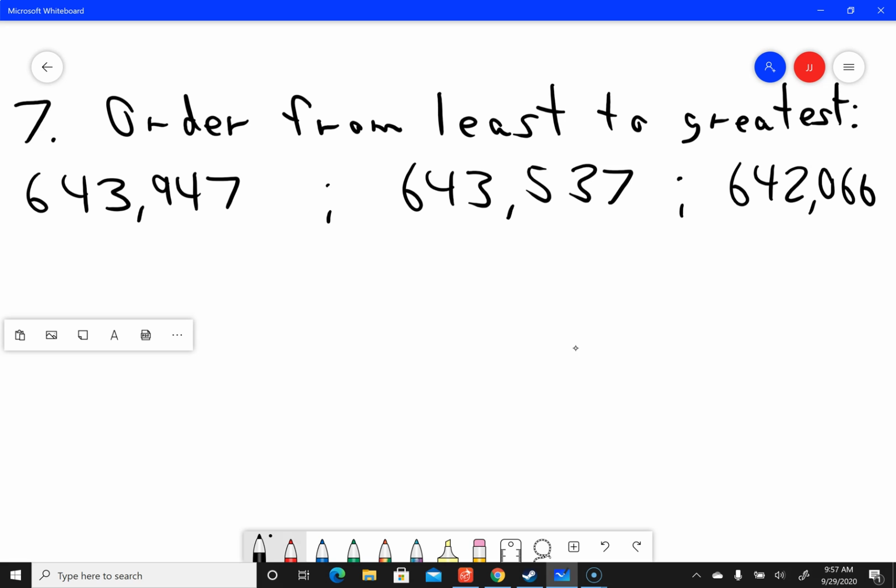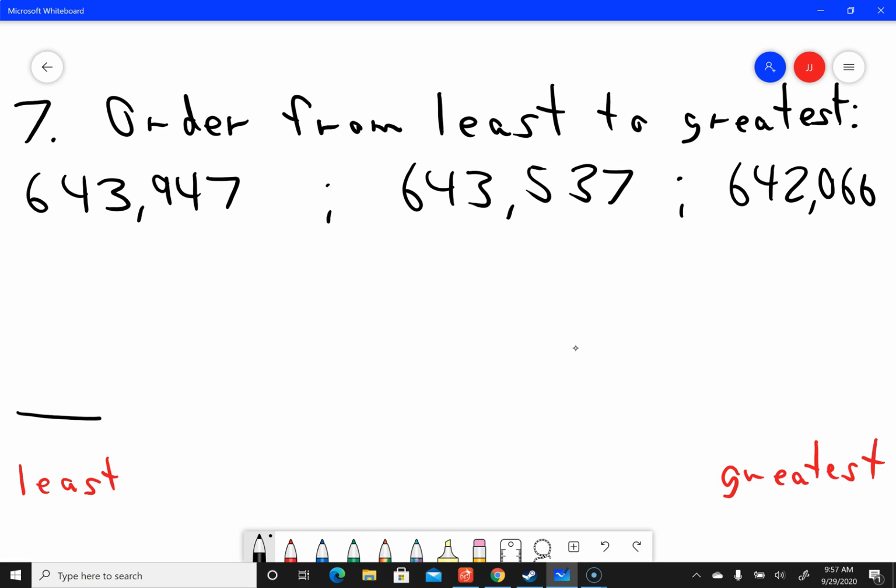I'm going to do the same thing here. I'm going to put least over here and greatest over here. And you have 1 long line. I'm going to put 3 shorter lines, because I have 3 numbers, and I'm going to start by underlining the 100,000s place. They are all the same, so I don't know my answer yet.